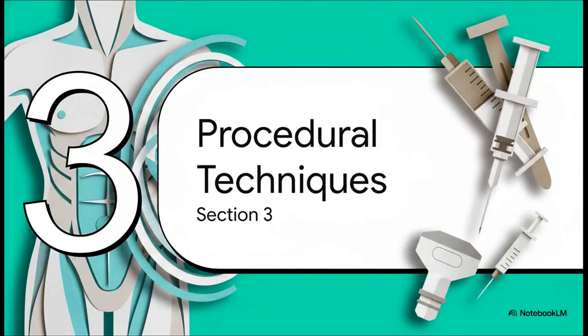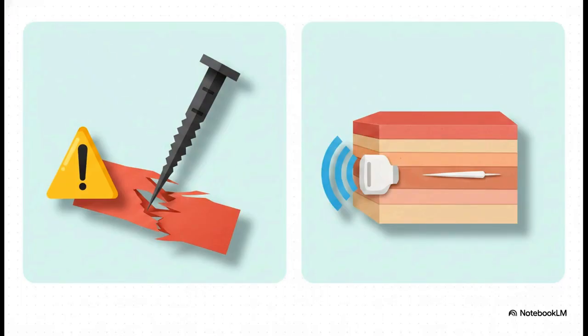Moving right along to Section 3, Procedural Techniques. Let's talk about how we actually get this done in practice. Now, looking back at the historical context, the old landmark technique relied entirely on finding the lumbar triangle of Petit with your fingers and then feeling for a tactile double pop as your blunt needle passed through the tough fascia of the external and internal obliques.